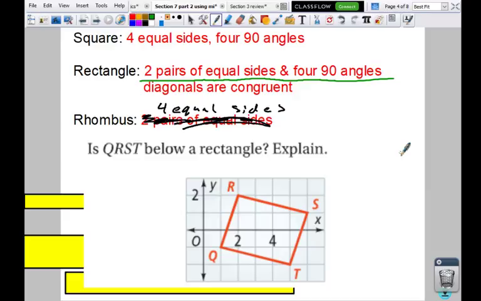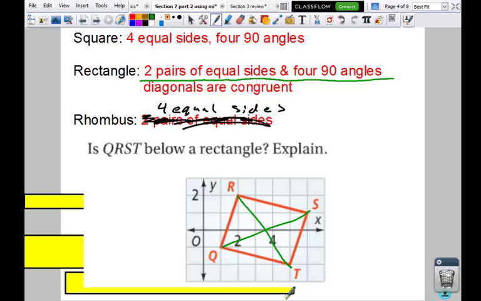The square. Can I figure out anything on these angles? No, we don't have any way to find out if this is 90 degrees or not. So I can't do my first option here. I'm going to have to look at my diagonals. Are my diagonals congruent? So I want to know, is QS congruent to RT?